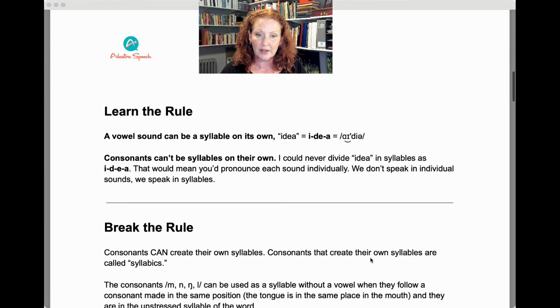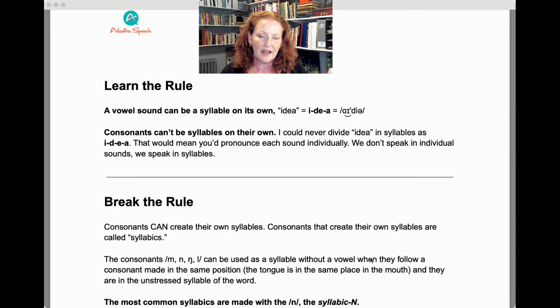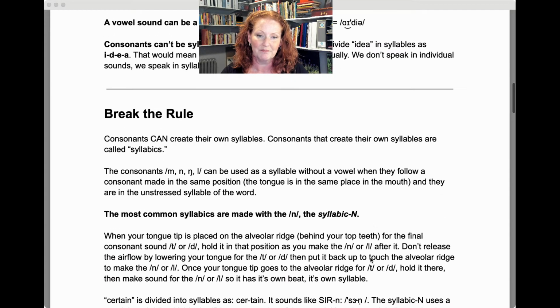However, you can break the rules because syllabic N's create their own syllable, and that's why it's called a syllabic N. The consonants M, N, ng, that N with a little hook on it is the NG combination when the tongue goes very high in the back, like sing, ring. You can feel the back of your tongue getting very high and touching, or L. So these can be made by themselves. You can hold your tongue in the same position and then make that noise. The most common one is the syllabic N, so that's what we're doing.